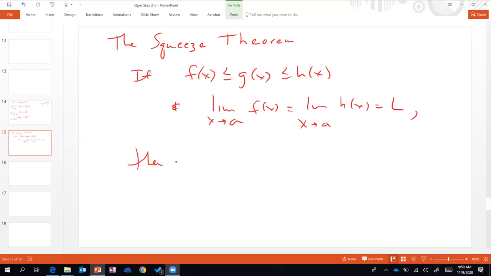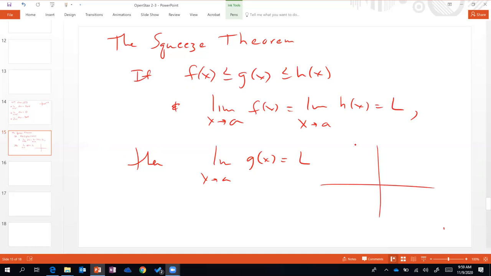then what do we know? We've squeezed g of x in between those. That means g of x has to have an L. It's the same limit. So graphically, if you want to see a graph of it, it's almost like doing this.